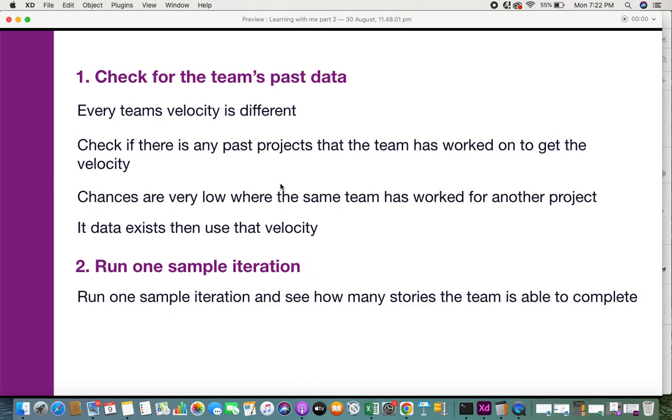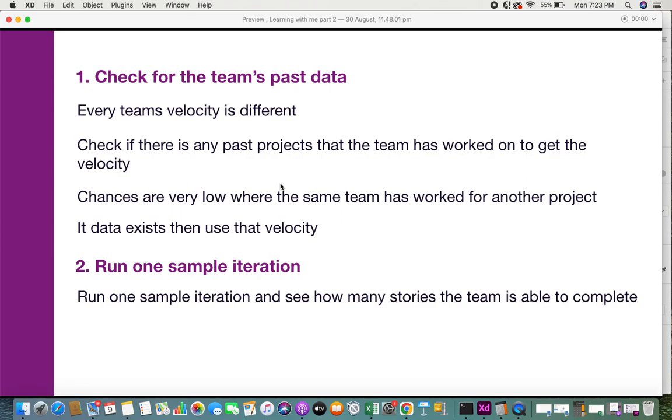You would have a lot of velocity details as to how many stories a team had been completing, and you can come up with that. But if you look at it, chances are very low that the exact team would have moved together to another project. Most of the time team members get allocated to other projects, they roll off, and so on. So chances are very low. But if data exists, then you can use that velocity.